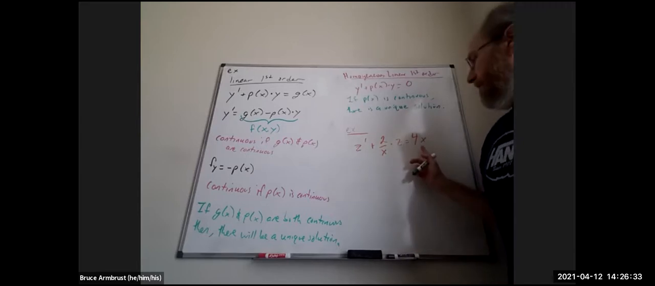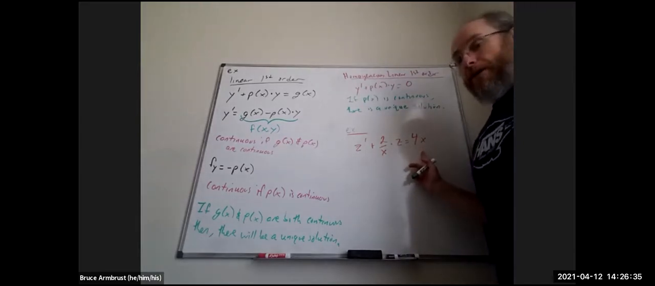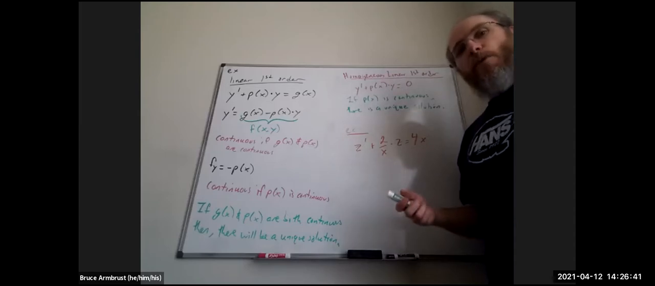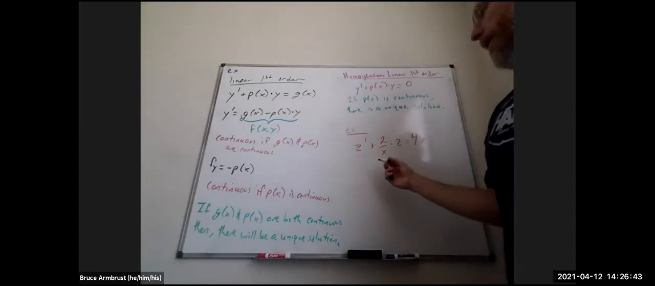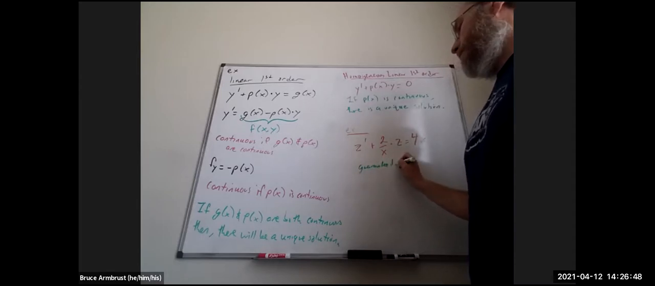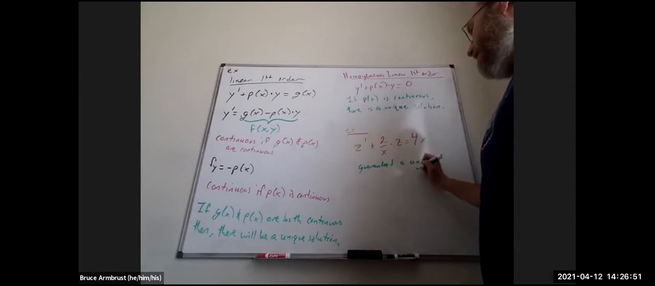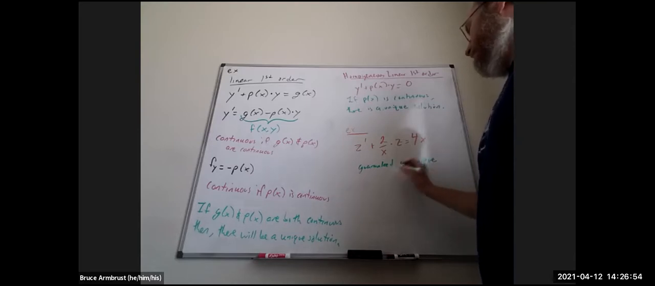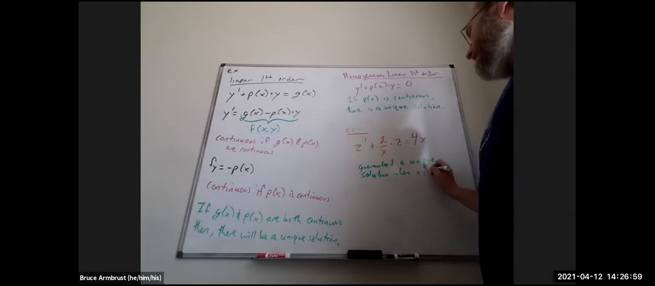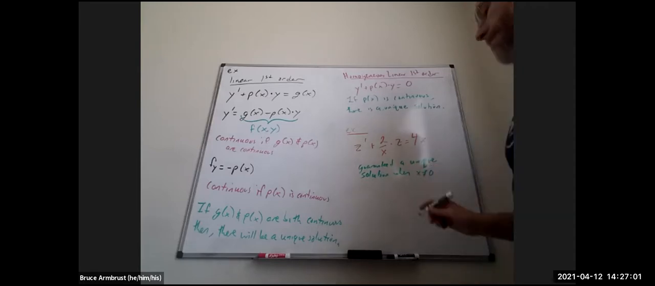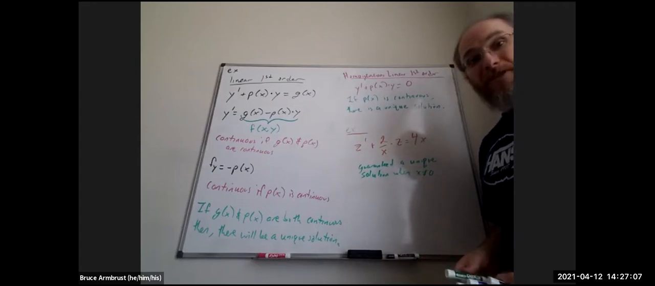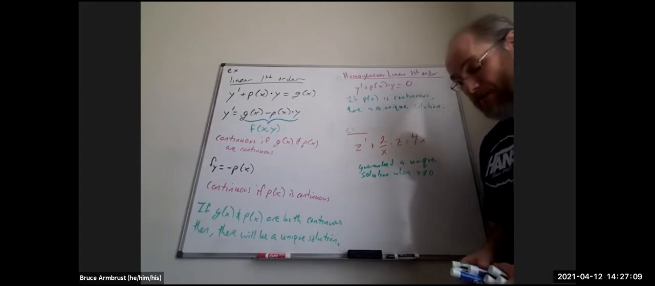So g of x, 4x, is continuous everywhere. P of x, 2 over x, is continuous everywhere but 0. Right? So we know that we're going to be guaranteed a unique solution when x does not equal 0. Now, I don't remember if there was an initial condition to that. I think there was, but I don't remember what it was.